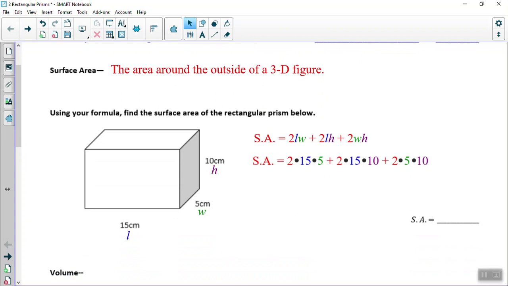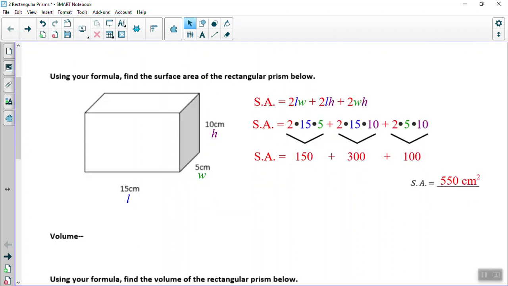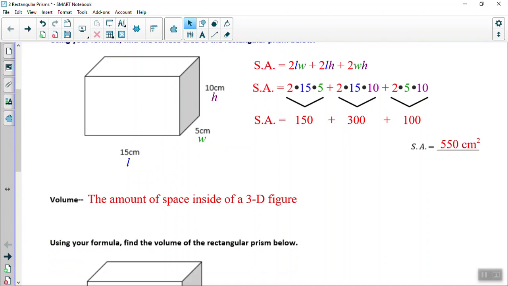All right, now we can go ahead and do the math. So we're going to take care of all of our multiplication first. Okay, so I'm going to multiply this group, and this group. And then I can finally add them all together to get our final surface area. And it adds up to 550 centimeters squared. Since surface area is still a type of area, we have to make sure that we square our units of measure.